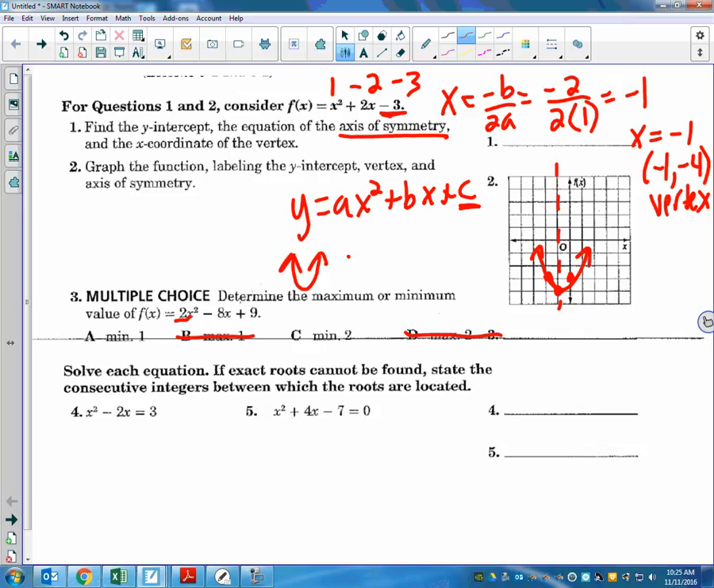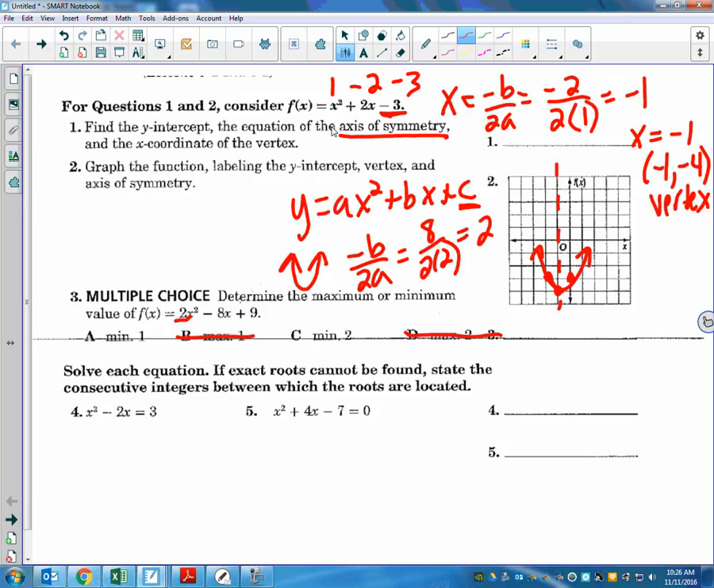So I'm going to do negative b over 2a. That would give me negative of negative 8. So that's positive 8 over 2 times a, which is 2. 8 over 4 is 2.